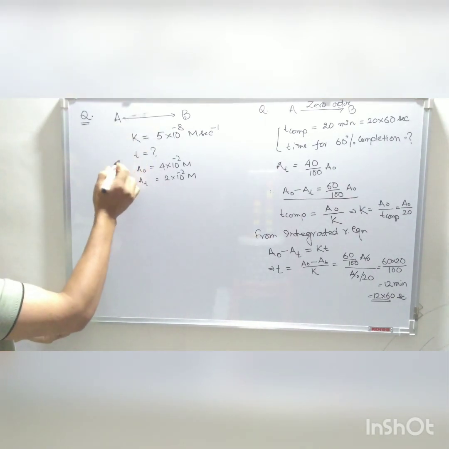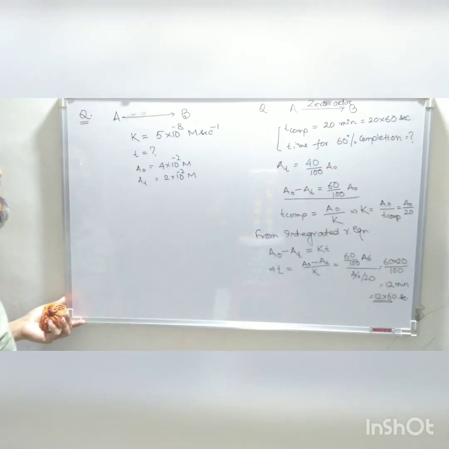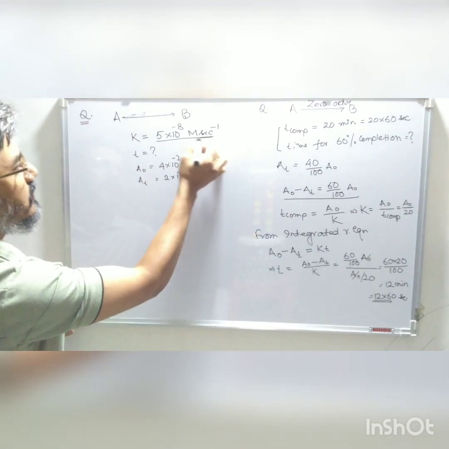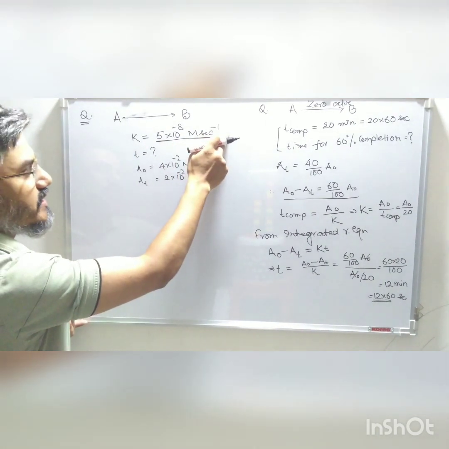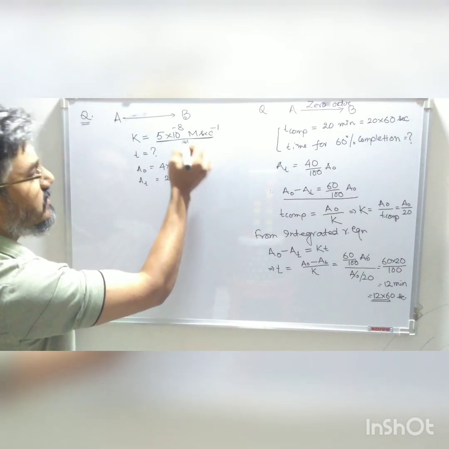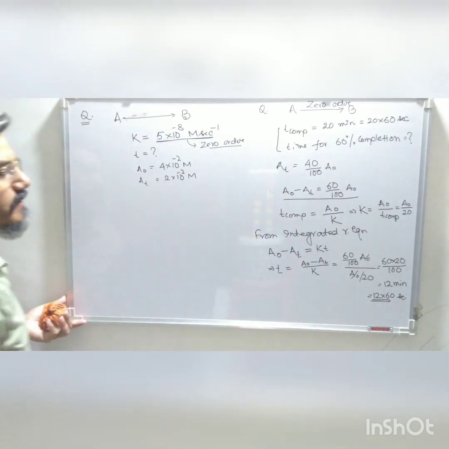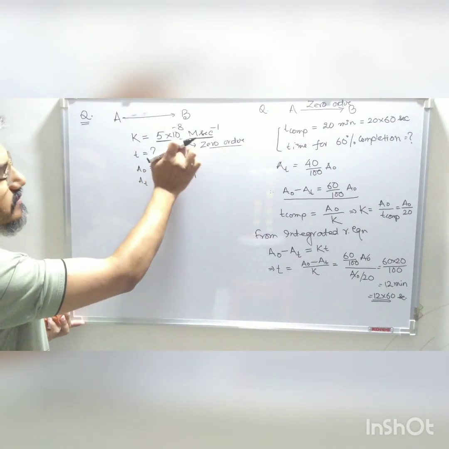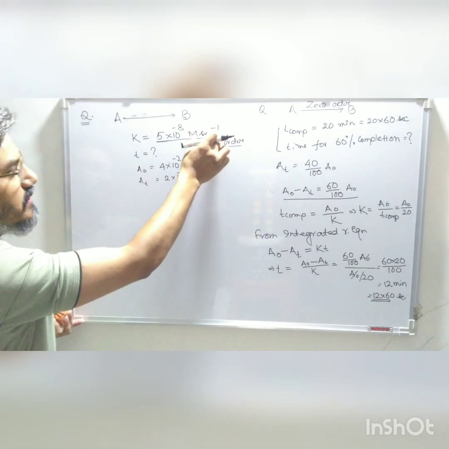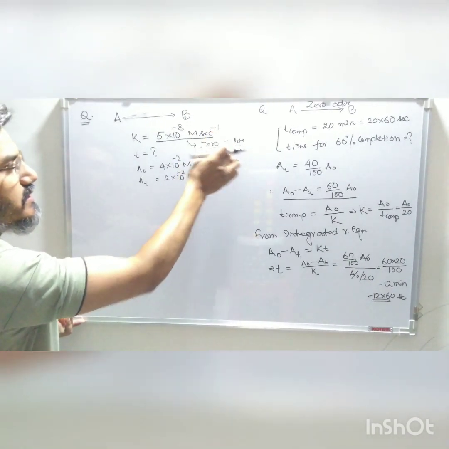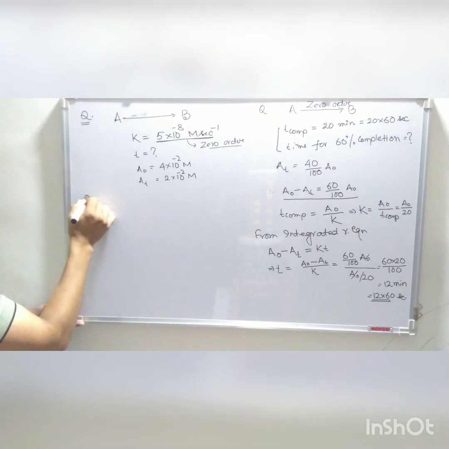Now, for such a question, in which there is nothing mentioned about the order of the reaction, we have to see the unit of K. The unit of K is concentration per second. So this says that this is a zero order reaction. The unit of K clearly says this is a zero order reaction. So we have a zero order reaction, then we have this integrated equation.